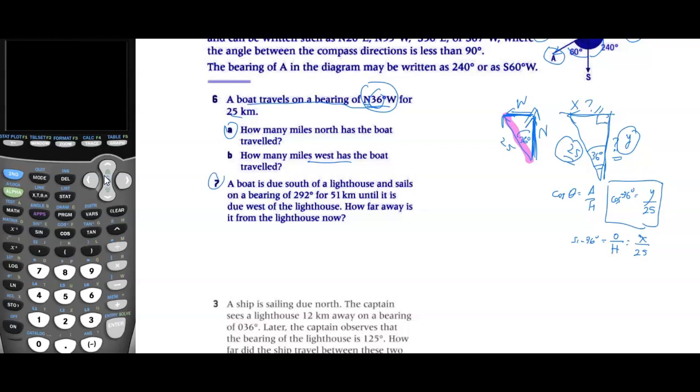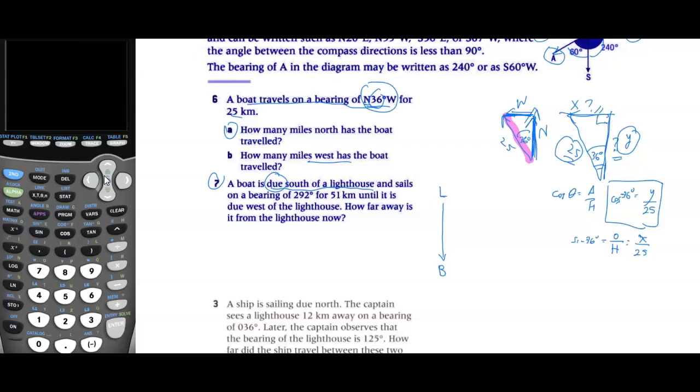Number 7 says a boat is due south of a lighthouse. Due south. What does due south mean? Due is describing how south you are. It turns out to mean exactly south. So if you're due south of a lighthouse, then you have the lighthouse up here north, and then in a straight line going straight down, we're going to see a boat. So the boat is due south of the lighthouse. I've drawn it right there.